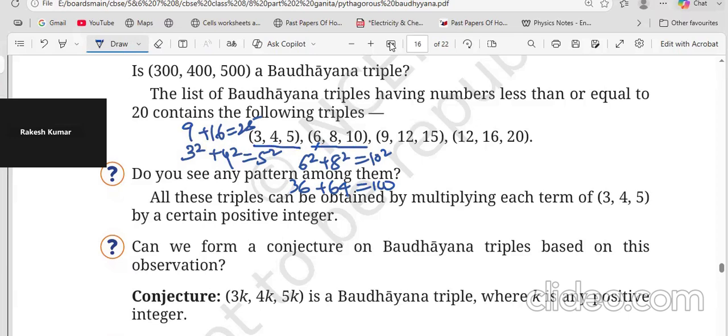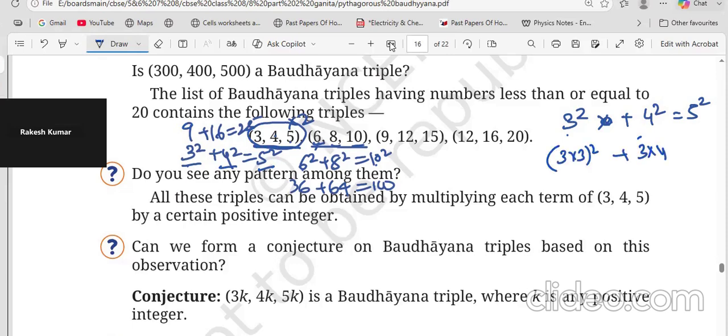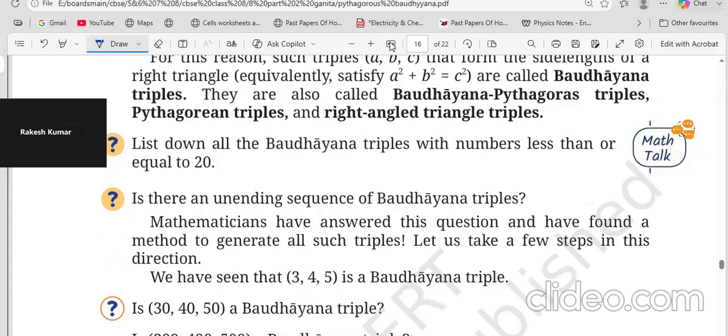If you multiply this by 2, 3 into 2 is 6, 4 into 2 is 8, 5 into 2 is 10. So this means that if these are triples, that means if this square plus this square is equal to this square, if you multiply all of them by 2, then 6 squared plus 8 squared is also equal to 10 squared. If you multiply all of them by 3, that means the multiple of 3 squared plus the multiple of 4 squared is also equal to the multiple of 5 squared.